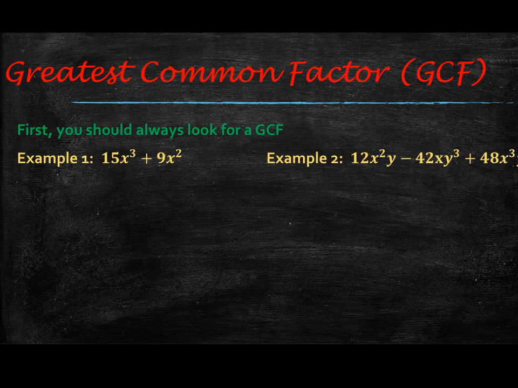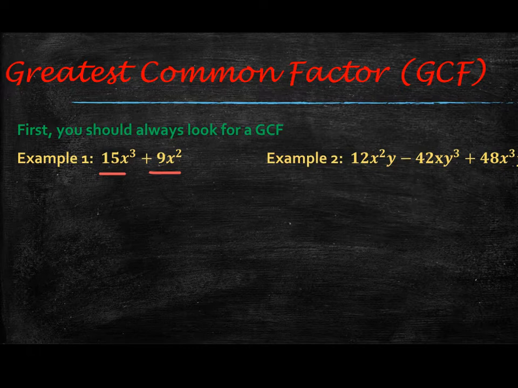We're going to take each term, and when I say term, a term is separated by a plus or a minus sign. So this polynomial actually has two terms. We would call this a binomial. You're going to look at every term and you're going to look for the greatest common factor that you can factor out of both of those terms.